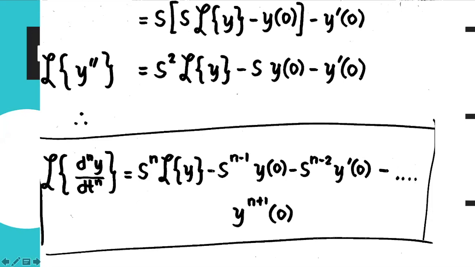So kung iyan ay fifth derivative, so s raised to 5, and decreasing. Okay, so s raised to 5, minus s raised to 4, minus s raised to 3, minus s raised to 2, and so on hanggang s raised to 0, or basically 1 yung value ni s. S raised to 0 is 1, ba? Gusto mawala yung s. So yun yung number of terms ng Laplace of a derivative.